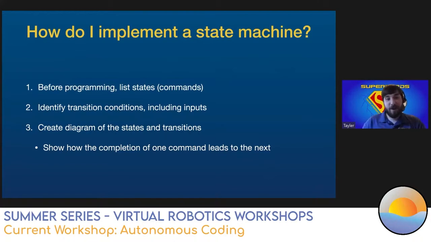Second step is we want to identify the transitions, or the transition conditions, for moving from one state to another. And we want to make sure we also include any outside inputs that might be a condition. Next, we want to create a state diagram. So we want to create a diagram of the different states and transitions, similar to what we saw with the Mario and traffic light example. And we want to make sure in this diagram that we show how the completion of one command leads to the next.